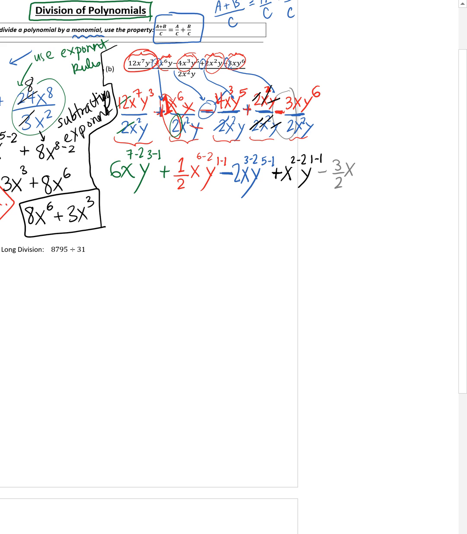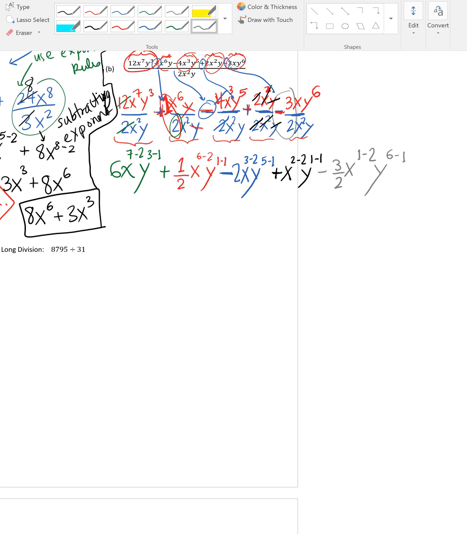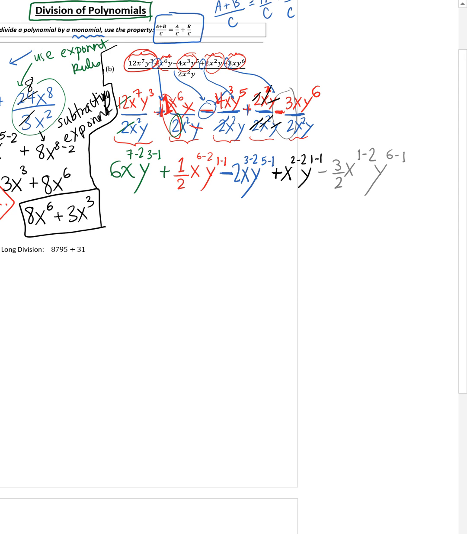I'm sorry. X's exponent on the top was a 1, because the 6 wasn't for the x, it was for the y. On the bottom, it's a 2, so you're taking 1 minus 2. And then for the y's, I'm subtracting their powers. The numerator has a 6, and the denominator has a 1. This might be more work than you really have to show. You can just subtract them in your head and write the results as you go.